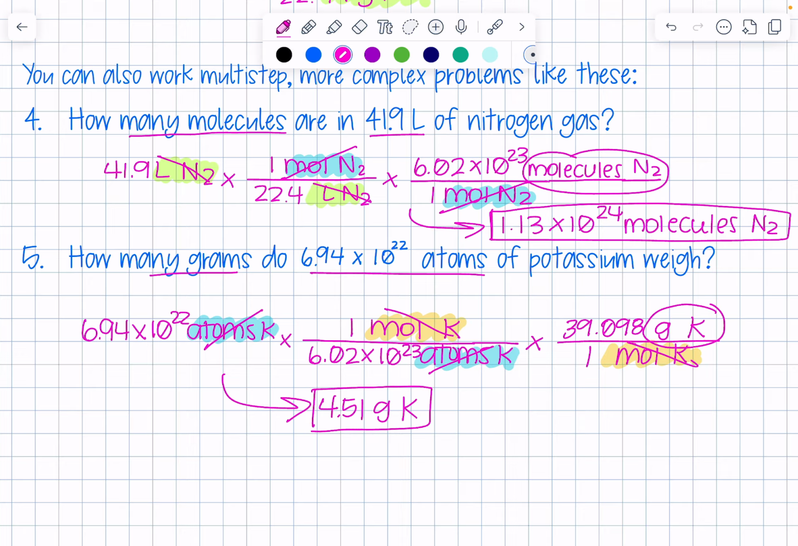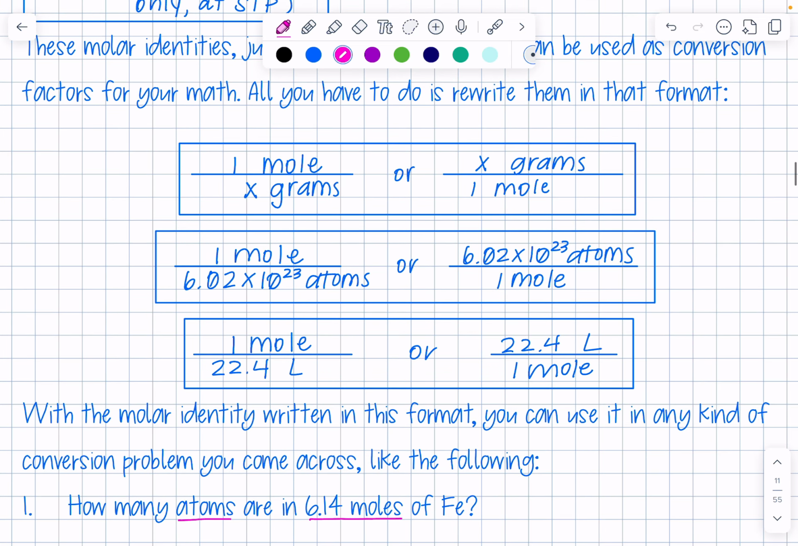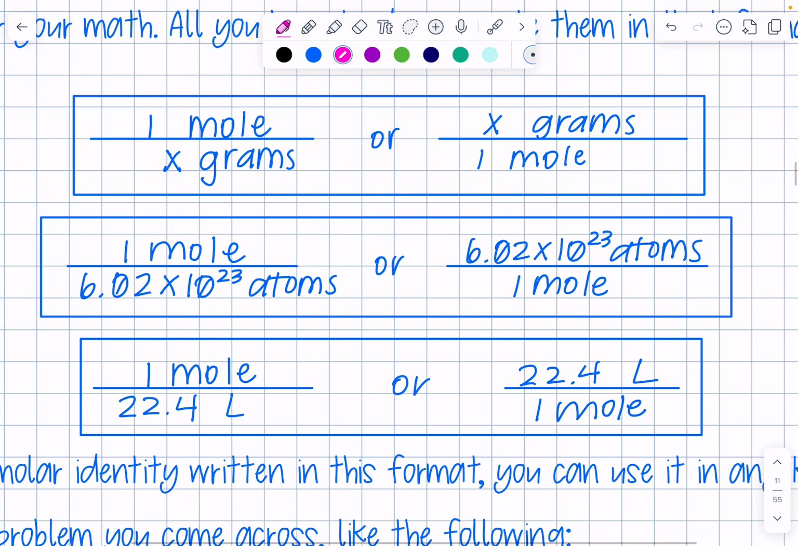So don't think of this as being some new scary thing. If you've already done unit conversions, this is exactly the same as unit conversions. We have it set up with these specific conversions here that will be helpful to your work. And that's it for using your molar identities.